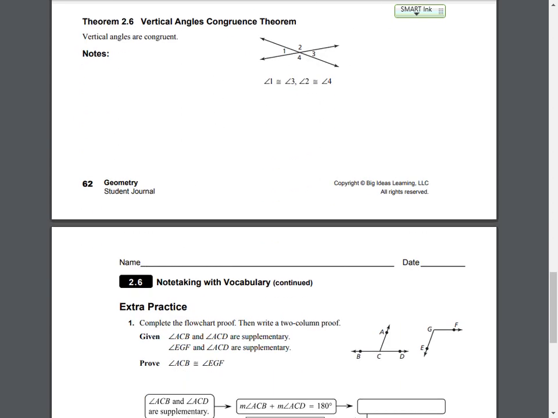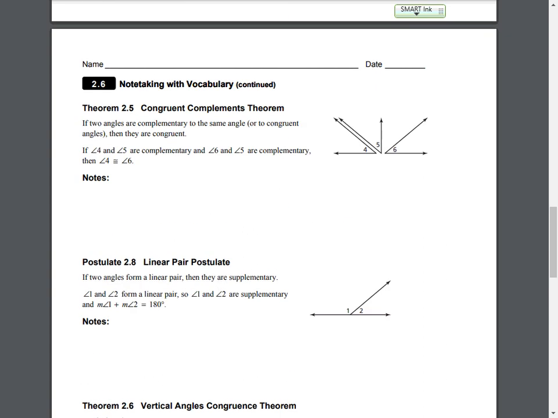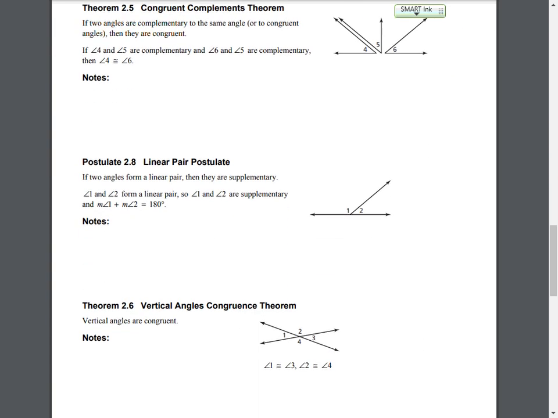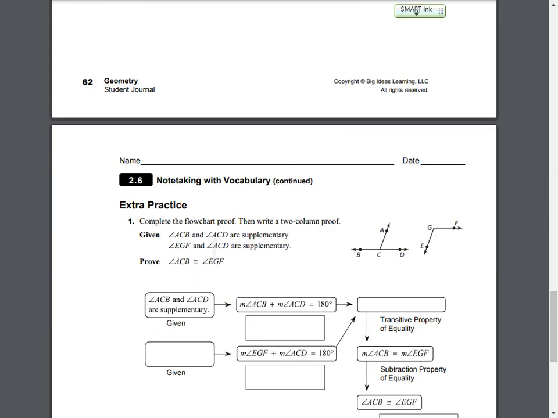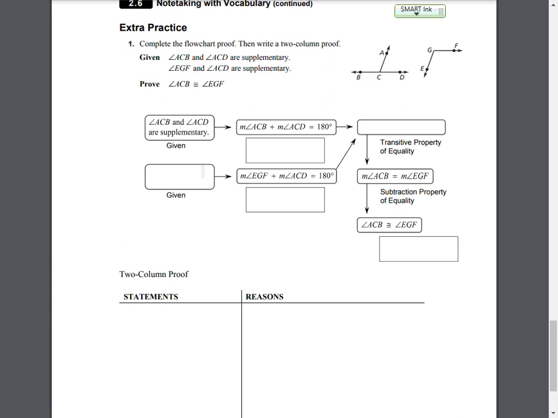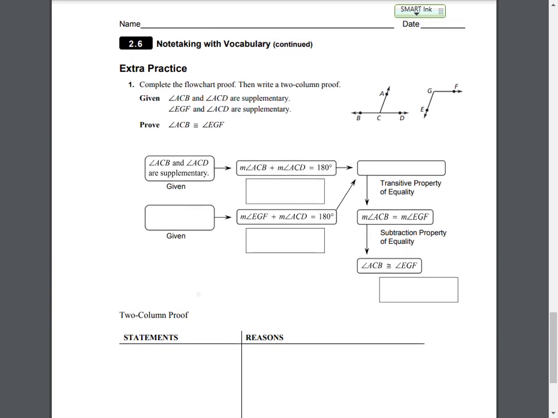Vertical angles congruence theorem. What is the vertical angles congruence theorem? Vertical angles are congruent. Angle 1 is congruent to angle 3. Angle 2 is congruent to angle 4. We know this. We don't have to prove any of these because it's already proven. These theorems and postulates proved it for us. We don't have to prove these. Last thing at 2.6.